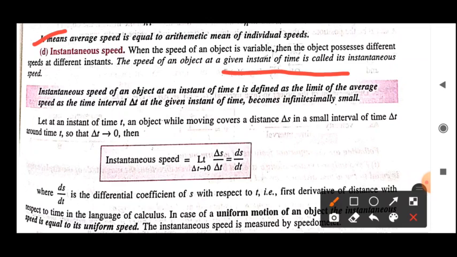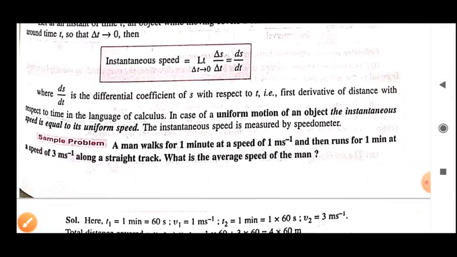If we have to calculate instantaneous speed, we can use this formula. Instantaneous speed of an object at an instant of time t is defined as the limit of the average speed as the time interval delta t at a given instant of time becomes infinitesimally small. So if you take the limit delta t tends to 0 of delta s upon delta t, that is, for a small interval, distance upon time, it is converted into ds by dt, which you are familiar with as a mathematical tool you have studied.